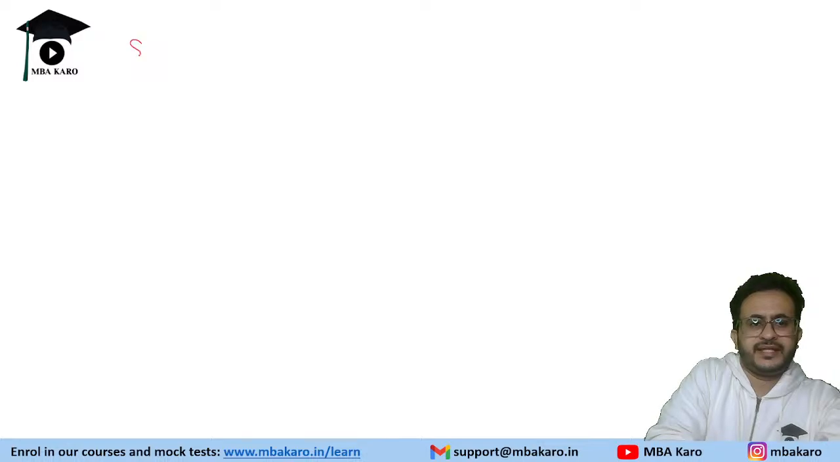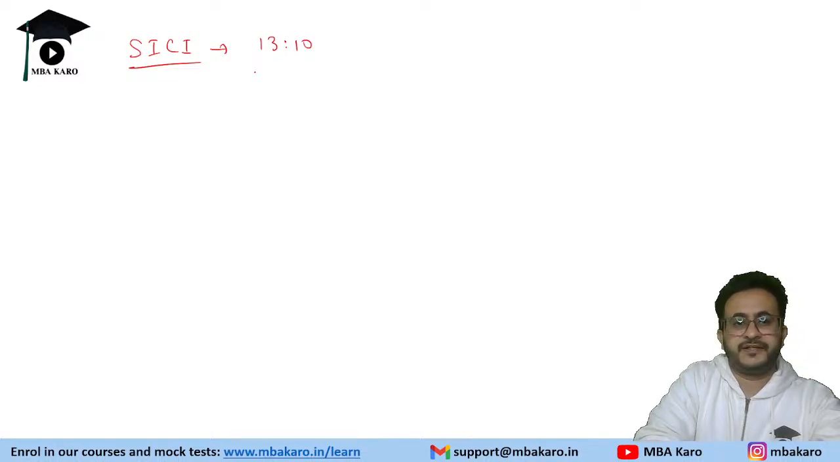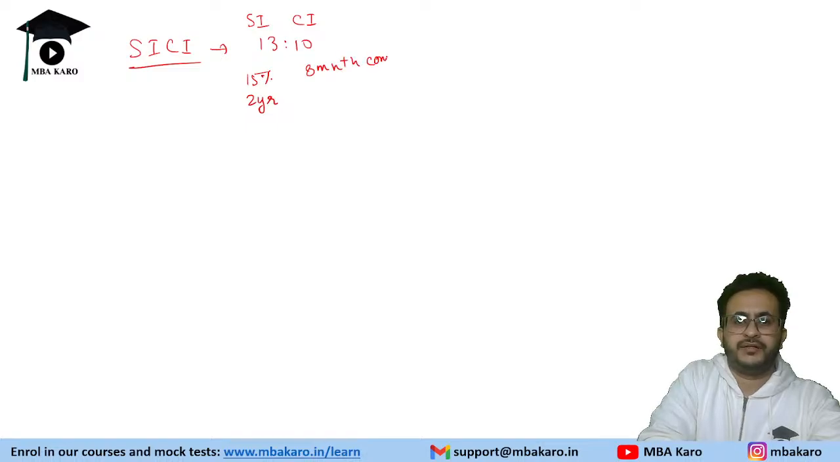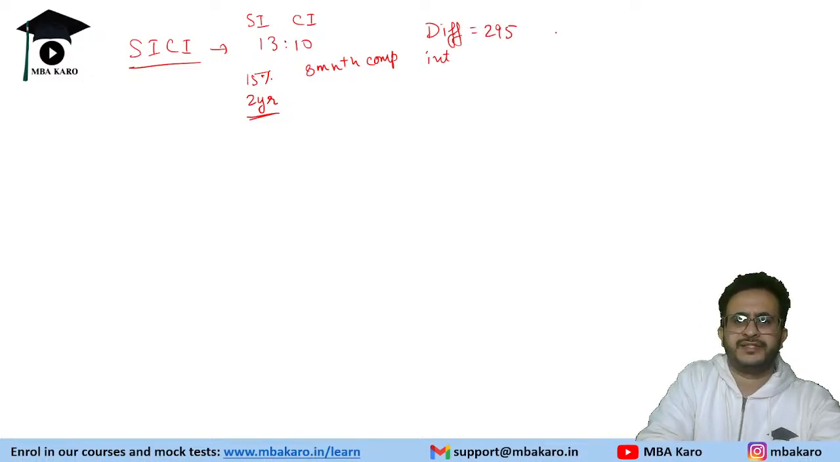Right, so SICI, there was a question. The SICI question was where 13:10 was deposited, at simple interest and compound interest, at 15% for 2 years, with 8-month compounding. The time duration was 2 years for both. The difference in interest was given as somewhere 295. I got the answer 1500.